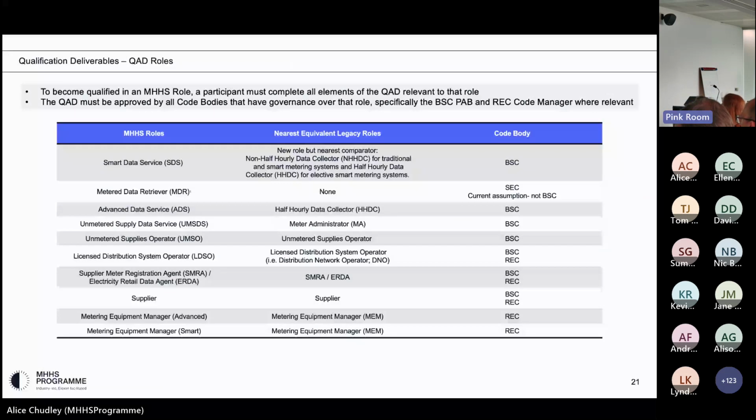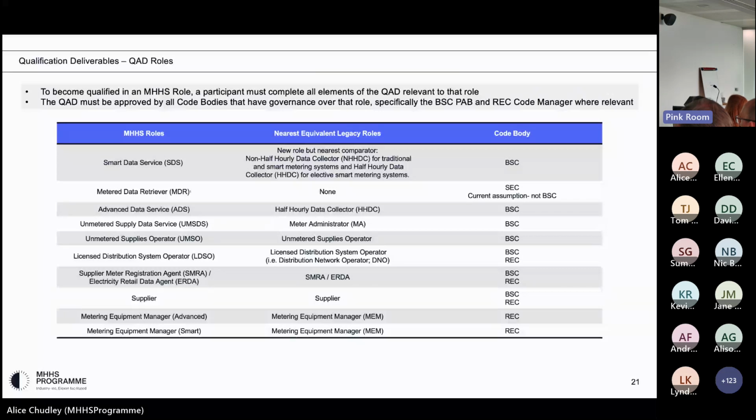So this is where it gives you the program roles in the new world and the related code body roles currently in the market, and the codes that you need to be qualifying for. For example, if you're a supplier, you need to complete the qualification and agree the qualification assessment document and get the approvals from BSC PAB and the record manager. If you're a meter equipment manager, then you need to only do that with the record manager.